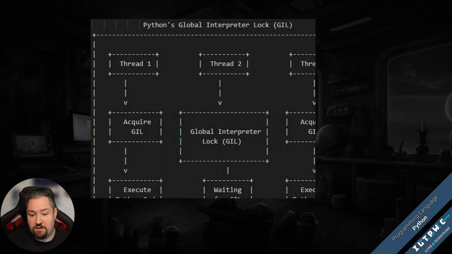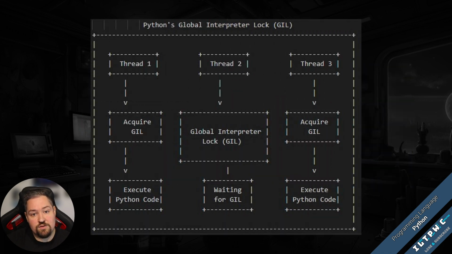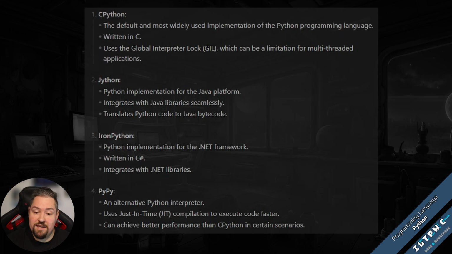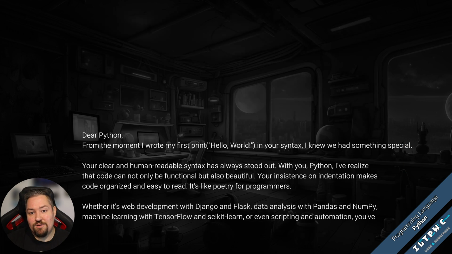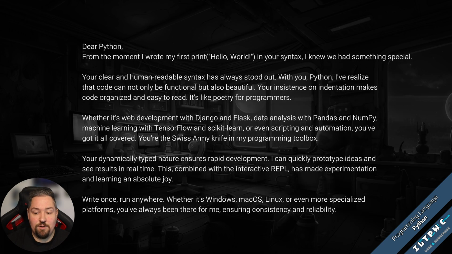Python's global interpreter lock, or GIL, ensures only one thread executes Python bytecode at once. This means multi-threaded CPU-bound programs may not benefit from multi-core CPUs, leading developers to explore multiprocessing or other concurrency models. Python has multiple implementations. While CPython is the most popular, there is Jython, IronPython, and PyPy, each with its own strengths.